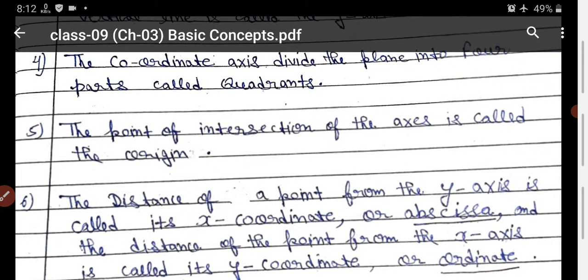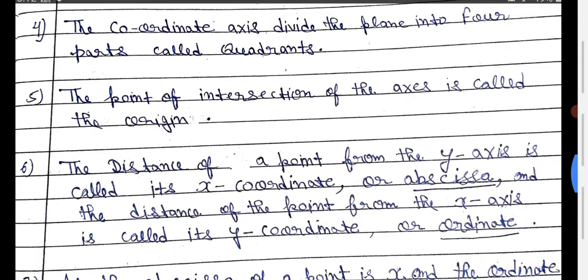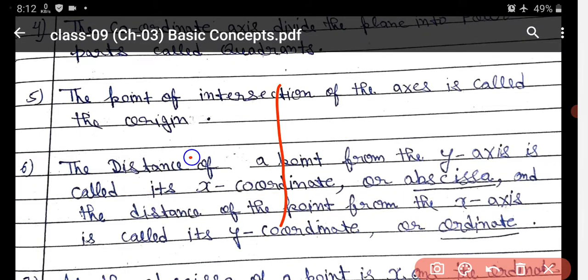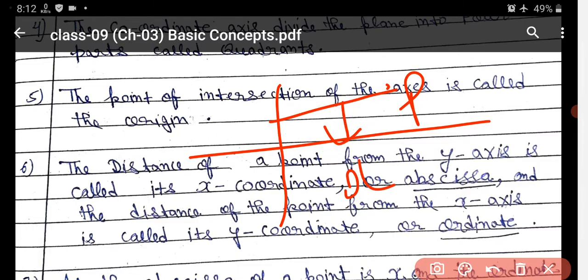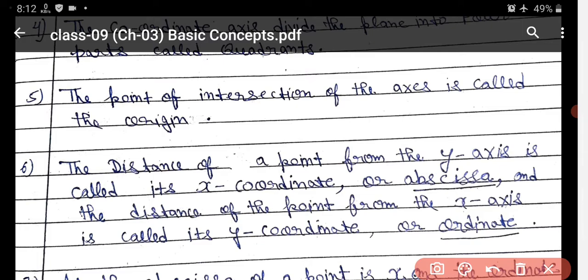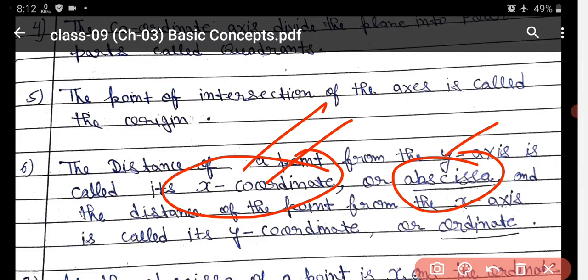The distance of the point from the y axis. Okay, first one is the y axis. Suppose you measure the point from the y axis, so this is known as what? X coordinate, or either you can say abscissa. It is a nickname. You can say x coordinate or abscissa.